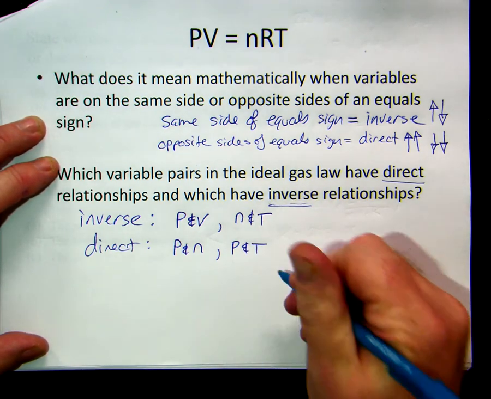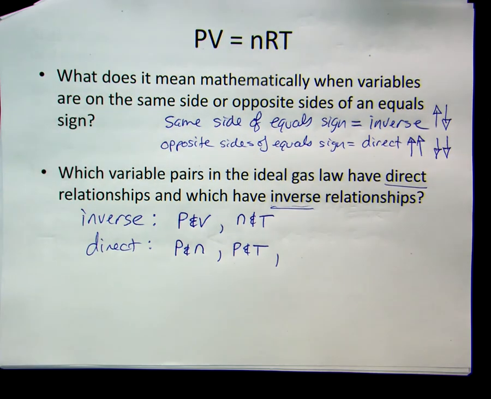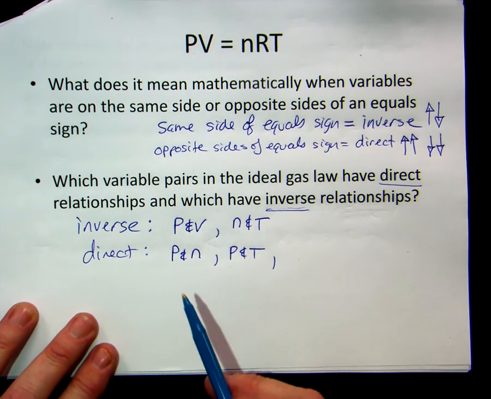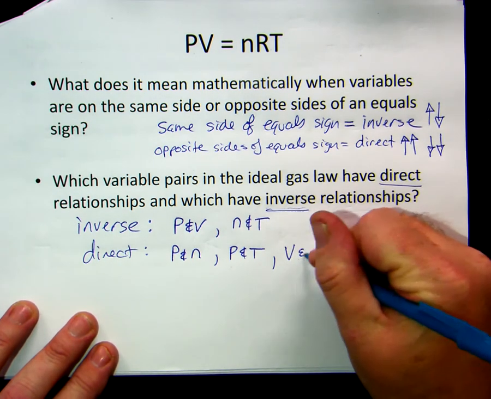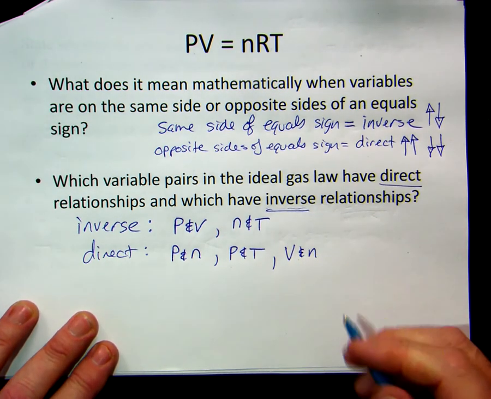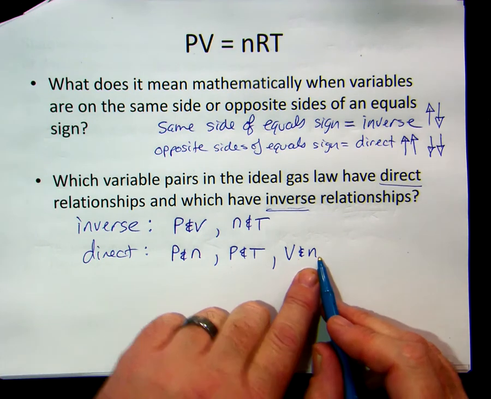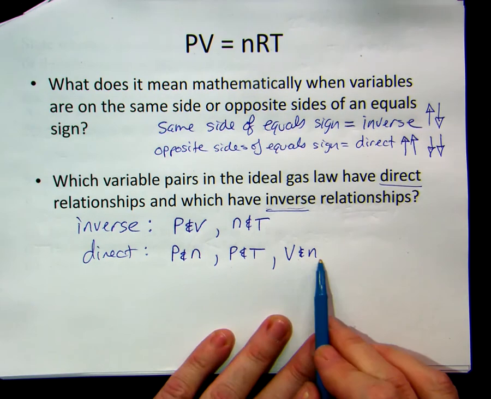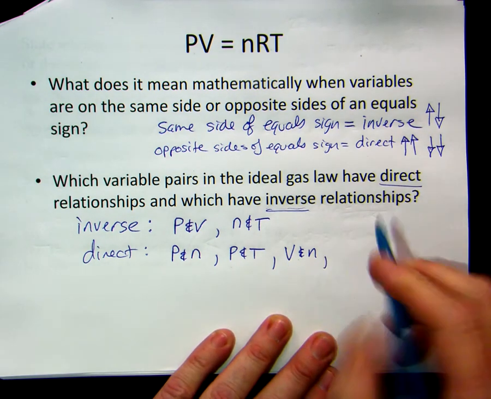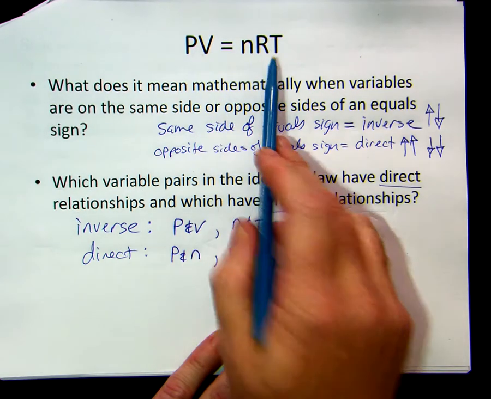What other pairs of variables have a direct relationship? What about with volume? Yeah, volume and number of moles. If you put more moles of gas, the volume will increase. Just like when you blow more moles of gas into a balloon, the balloon expands, right? So we know more moles, more volume. And then also volume and temperature.